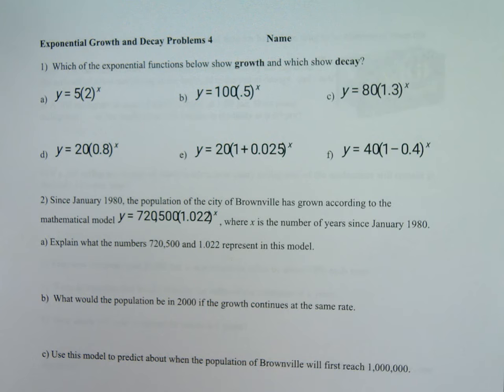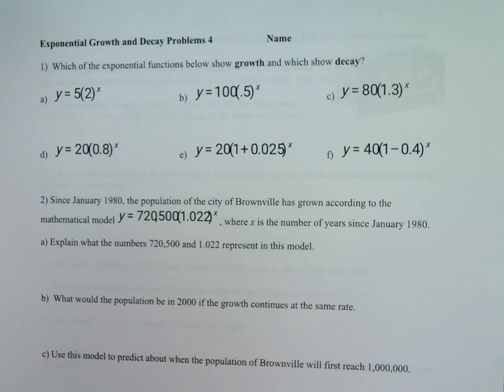Since January 1980, the population of the city of Brownville has grown according to the mathematical model y equals 720,500 times 1.022 to the x, where x is the number of years since January 1980. Explain what the numbers 720,500 and 1.022 represent in this model. So what's 720,500?